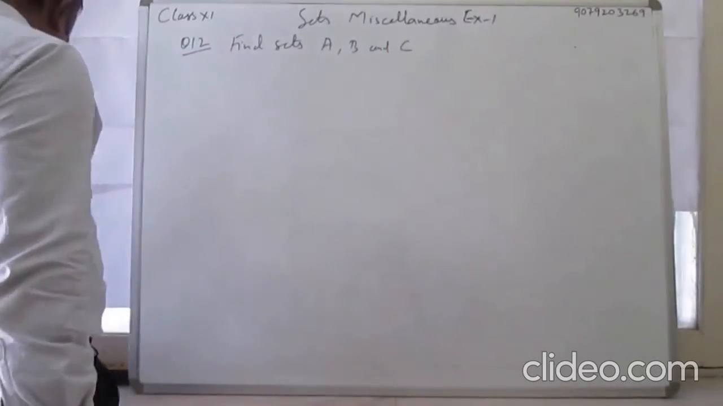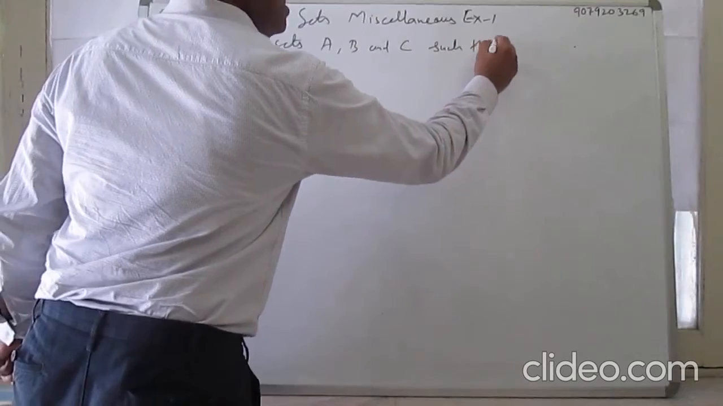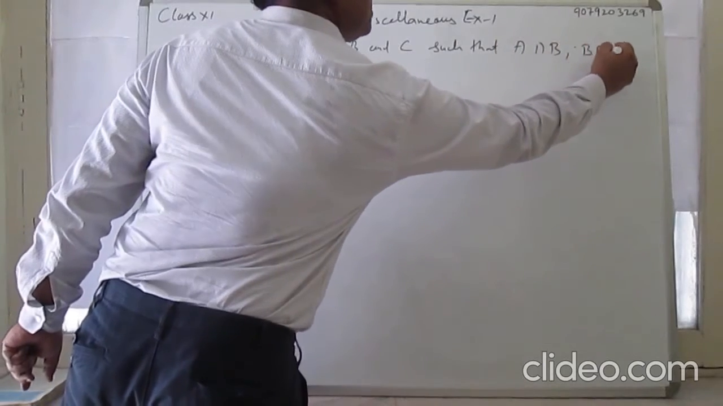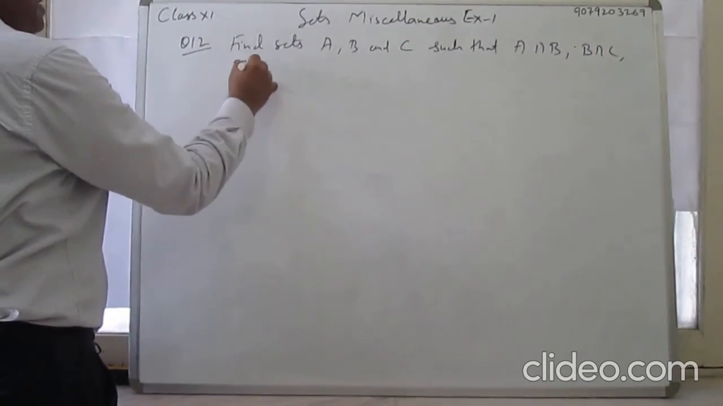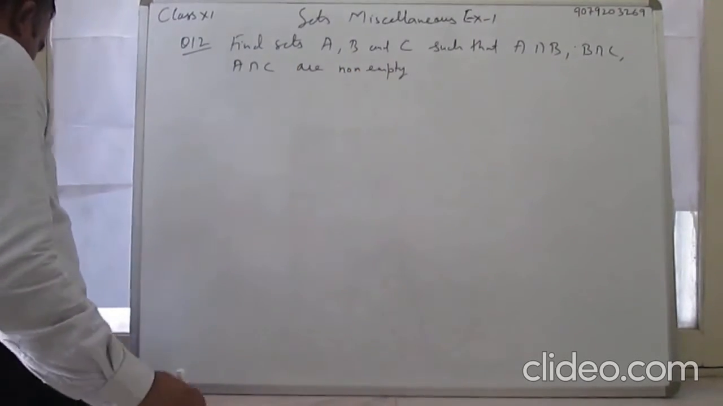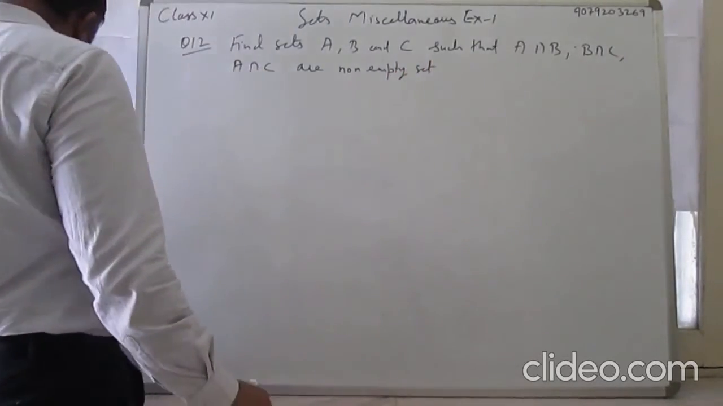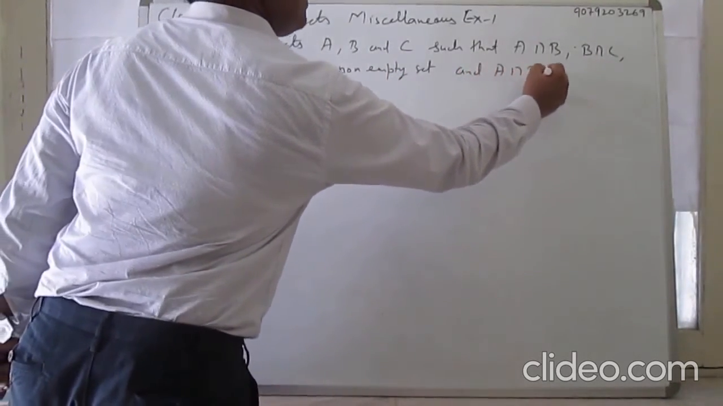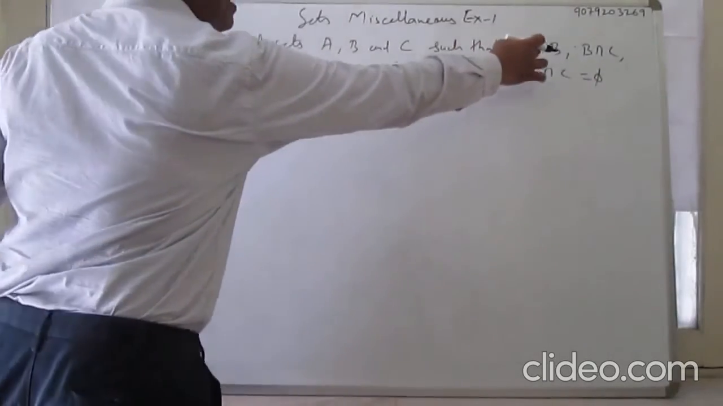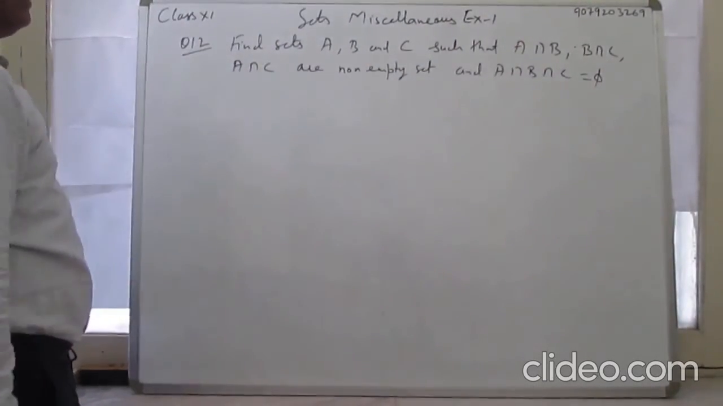Question 12. Find sets A, B and C such that A intersection B, B intersection C and A intersection C are non-empty sets, not the null set, and A intersection B intersection C is equal to the null set. We have to take any three sets that fulfil these conditions.